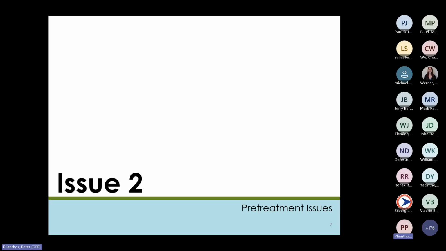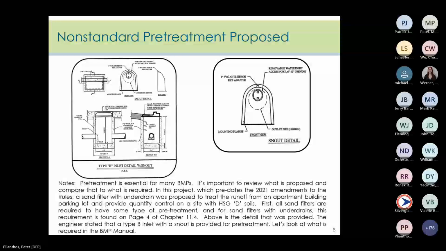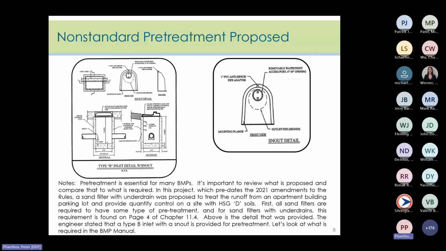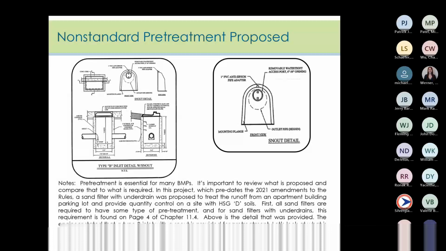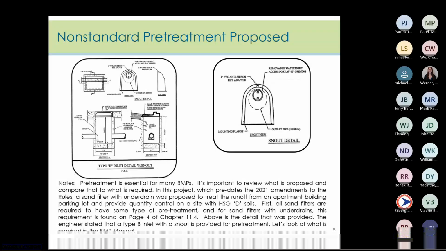Let's move on to issue number 2, which is on pre-treatment. Pre-treatment is essential for many BMPs. It's important to review what is proposed and compare that to what is required. In this project, which predates the 2021 amendments to the rules, a sand filter with underdrain was proposed to treat the runoff from an apartment building parking lot and provide quantity control on a site with HSG D soils.